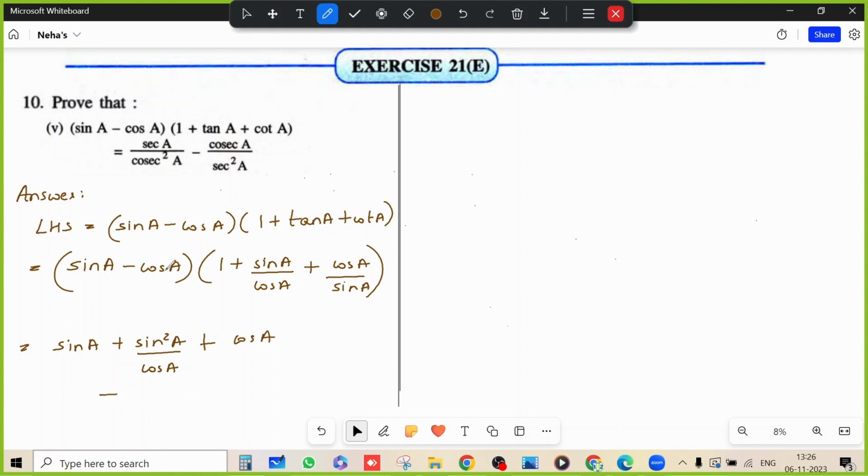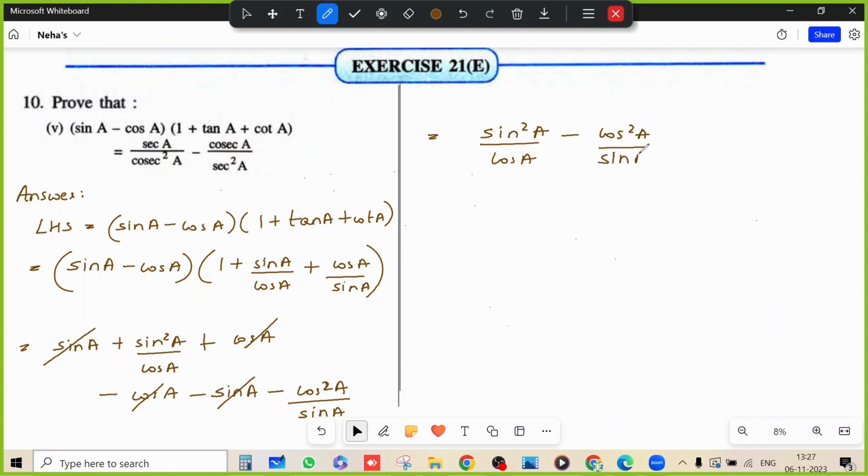Now, similarly, we are going to multiply minus cos A with all the terms in the second bracket. So, this will become minus cos A minus. Now, when we will multiply cos A with sin A by cos A, cos A will get cancelled, and this will give us minus sin A, and the last one will be cos square A divided by sin A. Now, here sin A and minus sin A, cos A and minus cos A will get cancelled, and this will give us sin square A by cos A minus cos square A by sin A.